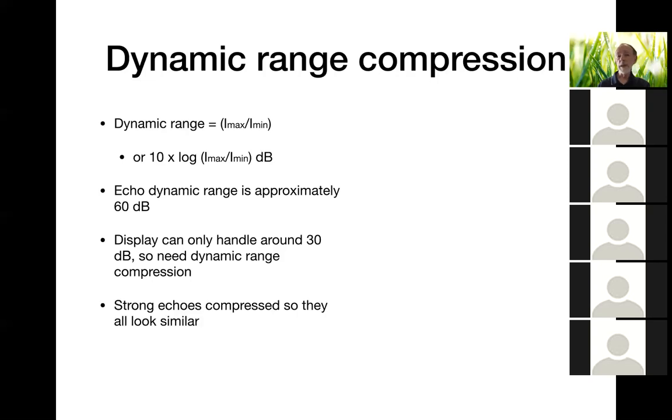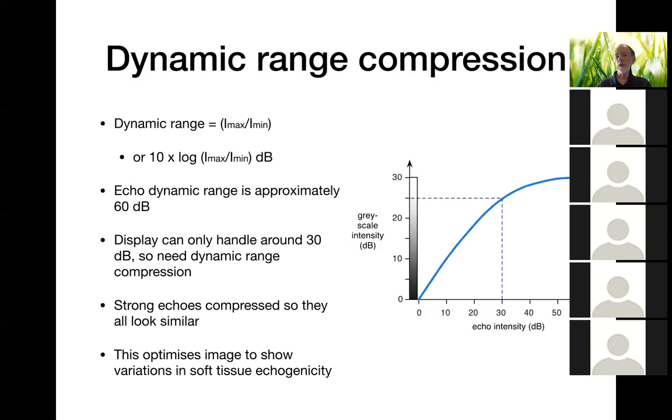And it does this basically by compressing strong echoes a lot so that they all look pretty similar. The logic for this is that normally the exact variations in the amplitude, the strength of strong echoes, is not very useful clinically, whereas variations in echo strength of soft tissue echoes, low-level echoes, are important. And so the idea is by compressing the strong echoes, you maximize the ability of the image to show variations in soft tissue echogenicity. So this graph shows a typical compression curve.